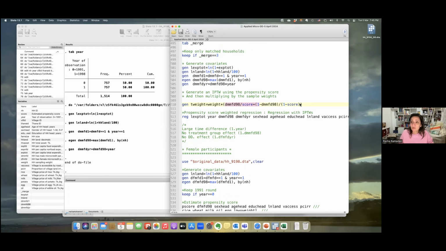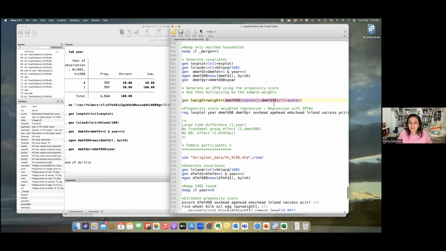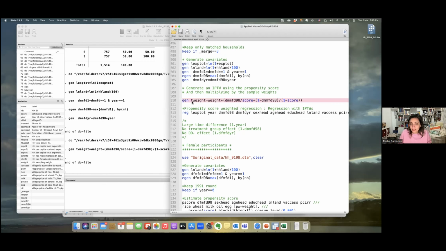And if you remember, we said that we will give more weight to the households that were supposed, given their characteristics, to be selected, but they were not selected into the program. And we will give more weight to the households that, given their score, were not supposed to be selected into the program, but they were selected. So this is the inverse propensity weight that we'll use. I will multiply it by the original weight in our data set, and create a new weight, the T weight.